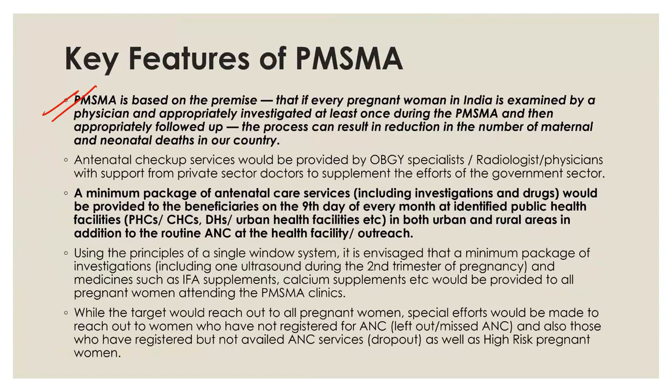And the antenatal checkup will be provided from the private sector to supplement the effort of the government sector. A minimum package would be given, right? An ultrasound should be done in the second trimester. Then IFA supplements and calcium supplements will be provided to all women attending the PMSMA clinics. And then there would be a target group outreach as well for those who have not registered for the ANCs. And we have to focus on the high risk pregnant women.